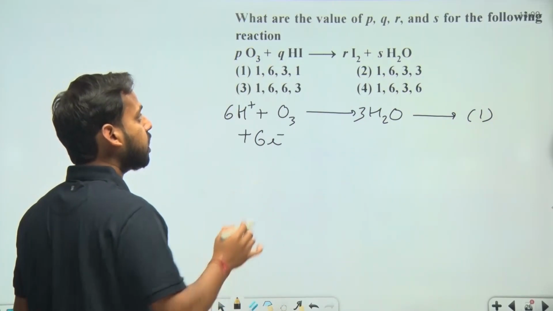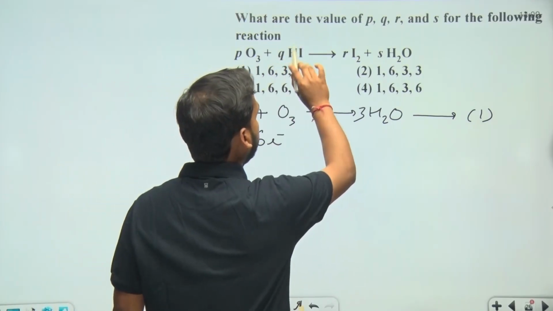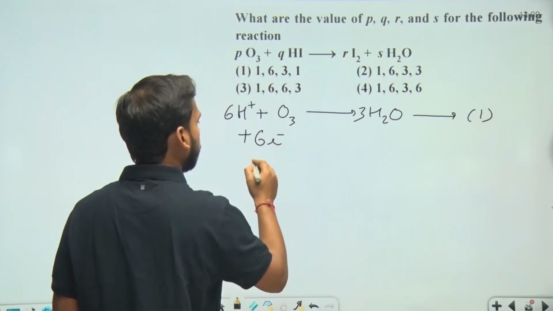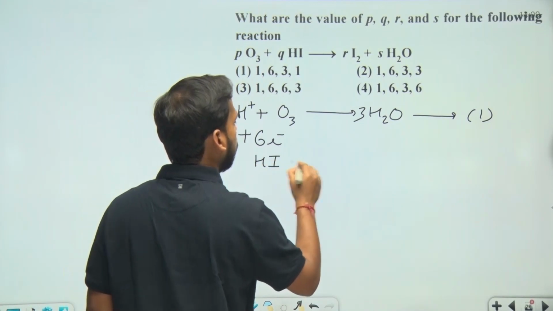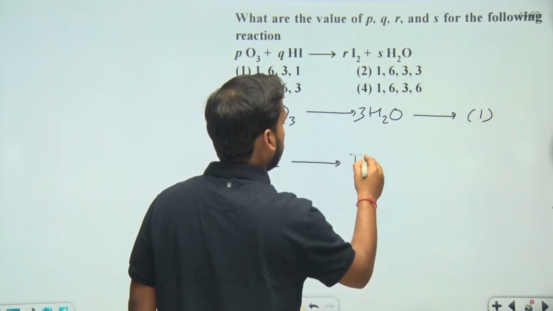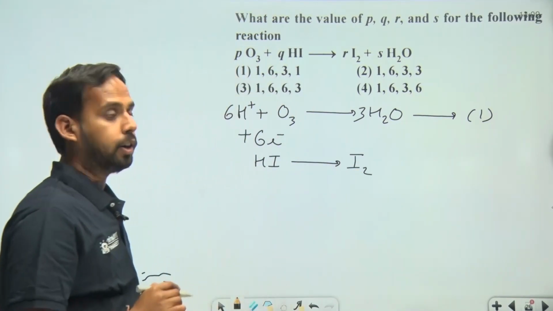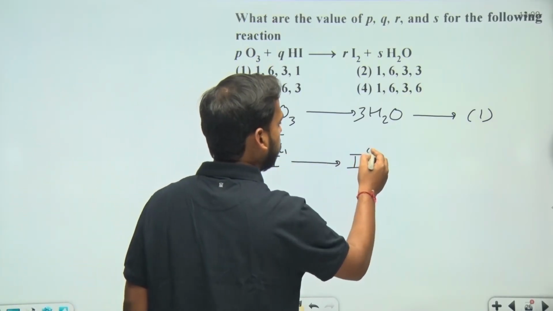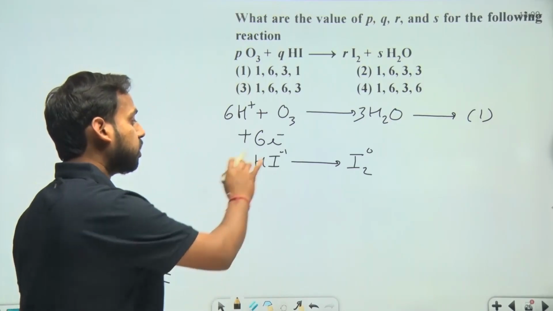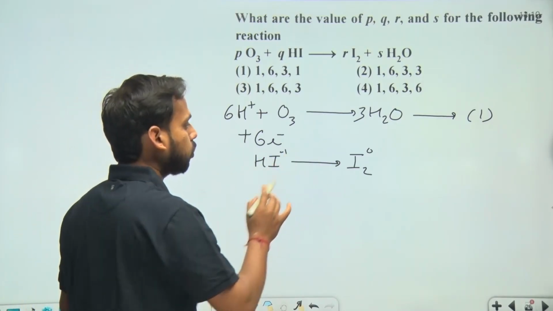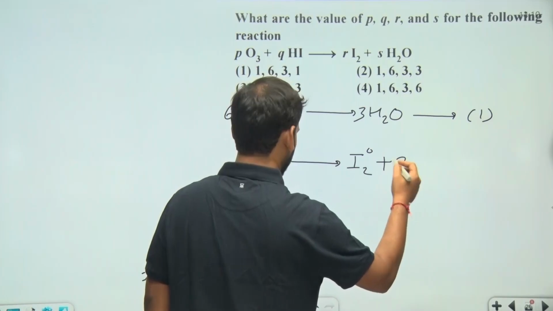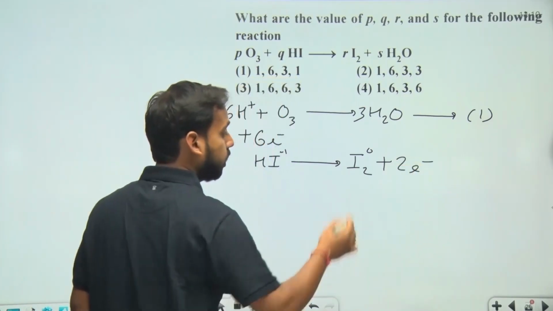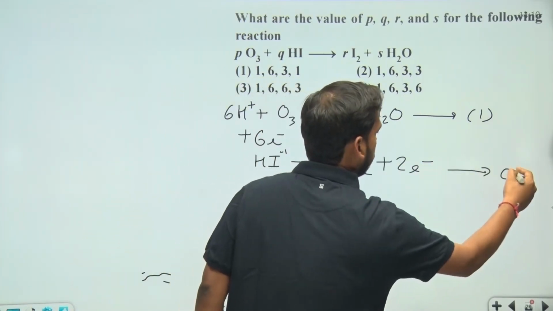Similarly, for the second half reaction, HI is converting into I2. Here it is -1, and it is converting into the 0 oxidation state. So it is creating a difference of 2 electron charge, so we will add 2 electrons on this side. And this is our second equation.